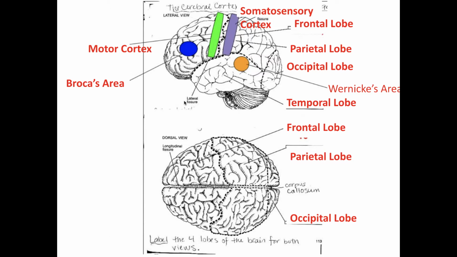The language areas of the brain. We have Broca's area here located in blue. It's responsible for language production in the frontal lobe. And in the temporal lobe, we have Wernicke's area responsible for language comprehension.